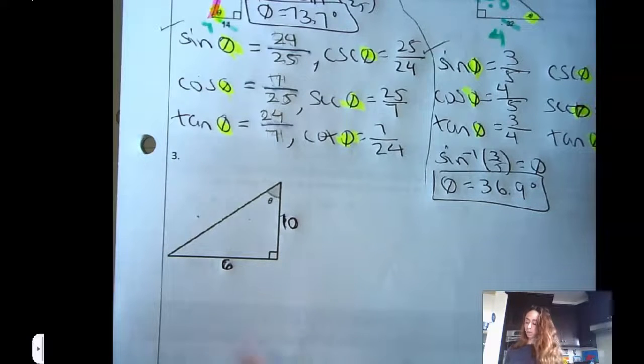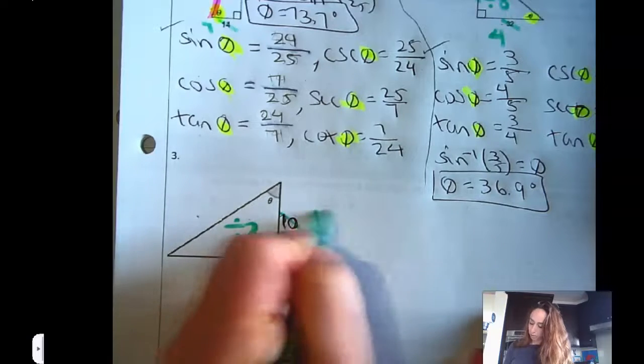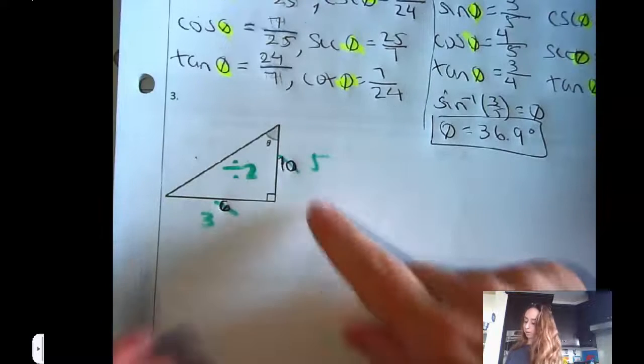I just don't have the third side, but I don't want to do 6 and 10. So I divide by 2. That means that's 5, and that means that's 3. Is this a 3, 4, 5? No, it's not. So what am I going to have to do? I'm going to have to do the Pythagorean theorem. You do that right now.